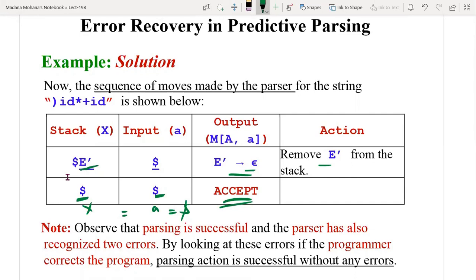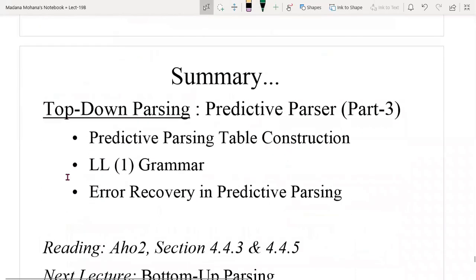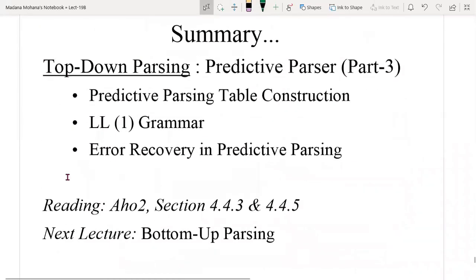So parsing is successfully completed. Observe that here the parsing is successful and the parser has also recognized 2 errors. By looking at these errors, if the programmer corrects the program, the parsing action is successful without any error. That is the later process. So that is the error recovery in the predictive parser.